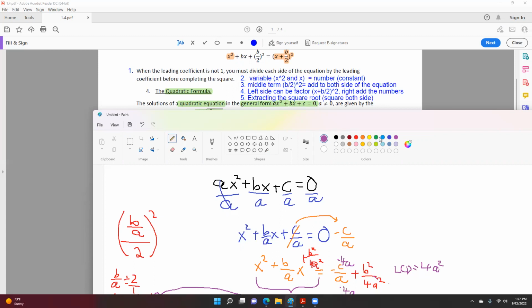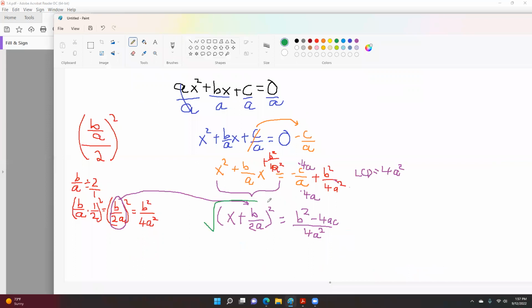And the last thing we're going to do, class, is to use the square root on both sides. So we will square root both sides here. And don't forget to put a plus minus. So this and this will cancel. So I got x plus b over 2a. And now 4a squared is a perfect square of 2a, because 4 is a perfect square of 2 and a squared is a perfect square of a. So what we have here is we still have the plus minus square root of b squared minus 4ac on top.